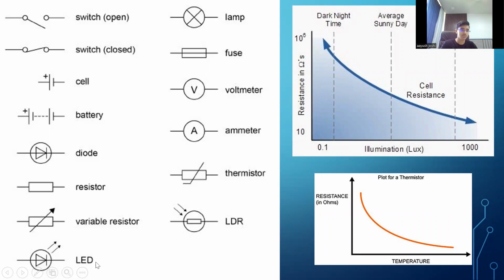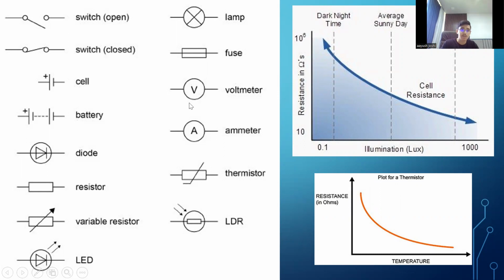And here are some diagrams for your IGCSE exams. When you're building a circuit diagram, you need to remember these components and how they look. So here are some of the important ones: switches, cells, battery, diodes, resistors, variable resistors, light emitting diode, which is what you see in your LED lights. Those basically keep the current going in one direction while also emitting light. And this is a lamp. You use this symbol for a lamp. This is a fuse, a voltmeter which measures the voltage, an ammeter which measures the amperes, a thermistor, and an LDR that I told you about before.